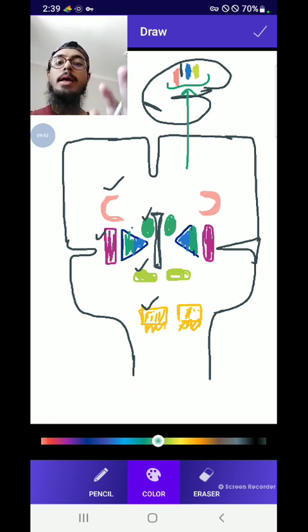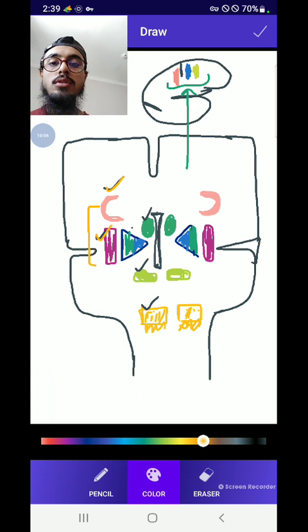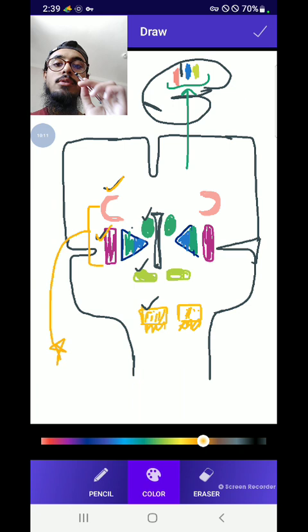The two structures in comparison. For example, what is this? This is the caudate nucleus and this is the putamen. If I compare these two structures separately, this is the caudate nucleus and this is the putamen. But if I combine these two structures, what terminology is generated? This is the striatum. The combination of the caudate nucleus and putamen is the striatum.